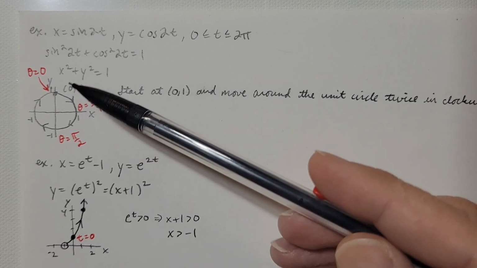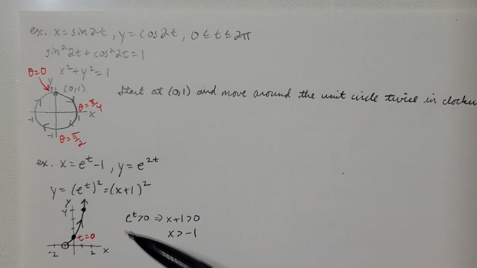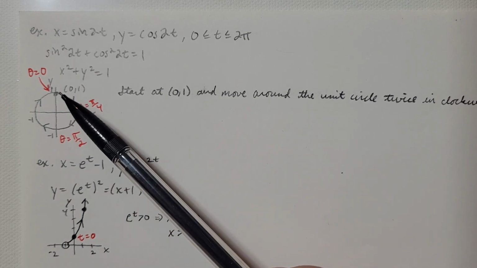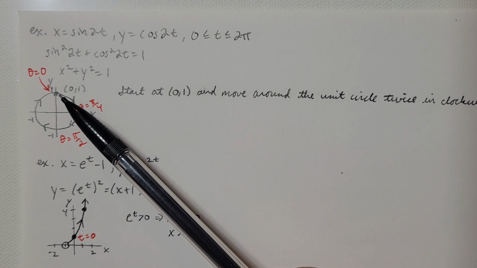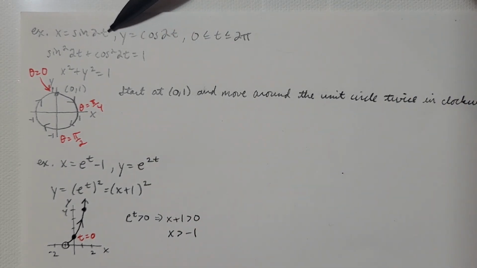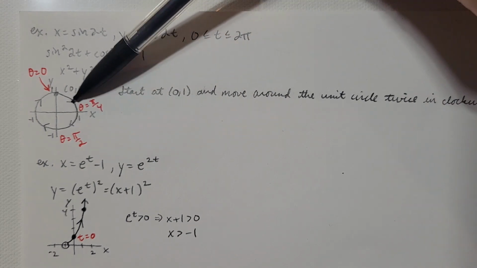And now, if theta is 0, here's my start point. If theta is pi over 2, I'm down here. If theta would be pi, I'd be right back to where I started here. Just to double check that, sine 2 pi is 0. Cosine of 2 pi is 1. So 0, 1 would be on the graph.